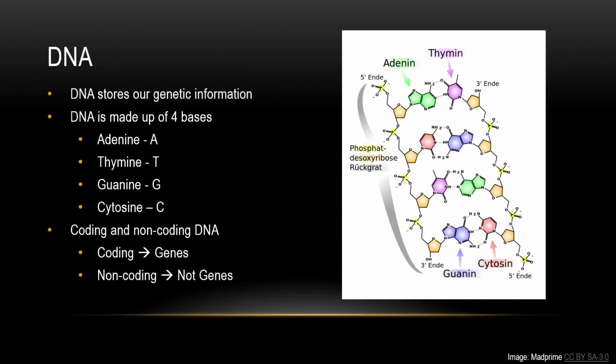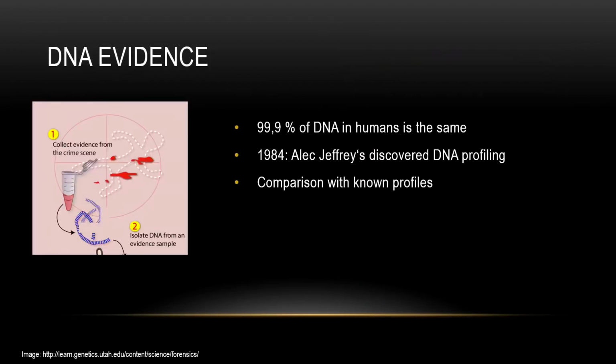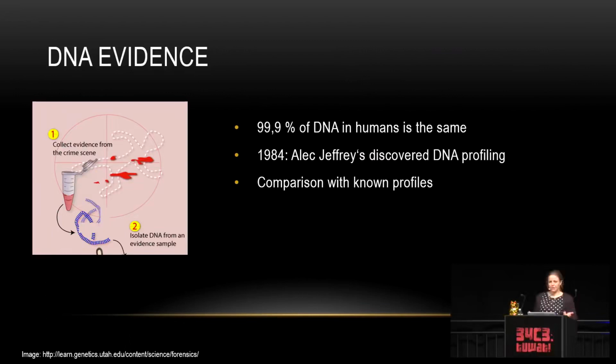And there's coding and non-coding DNA. So the coding DNA is actually genes, so everything that shows up in your looks. And the non-coding DNA is not genes, so everything outside of your genes. Both are important. And DNA, you might have heard, is also used as evidence in crimes, whereas 99.9% of our DNA is the same, which is a good thing, because otherwise we would all be mutants. 0.1% is different and differs from person to person.